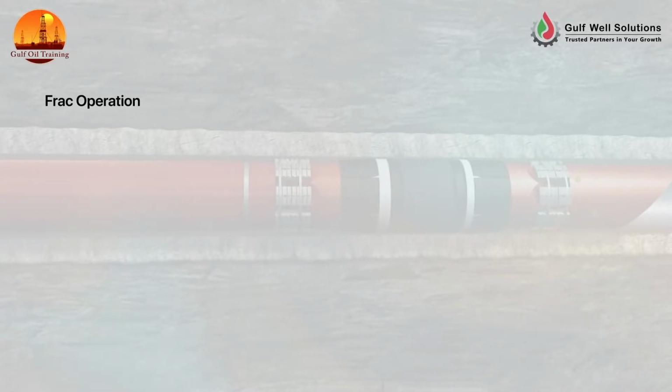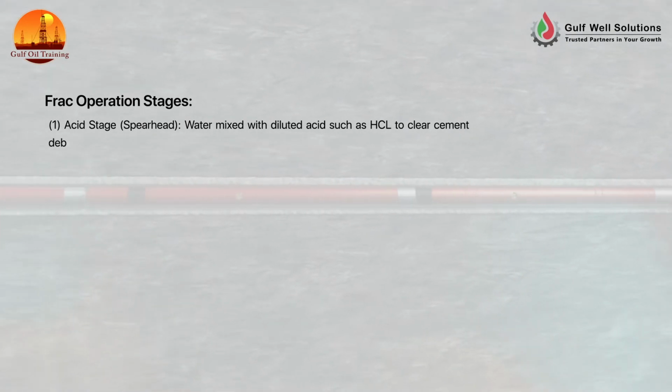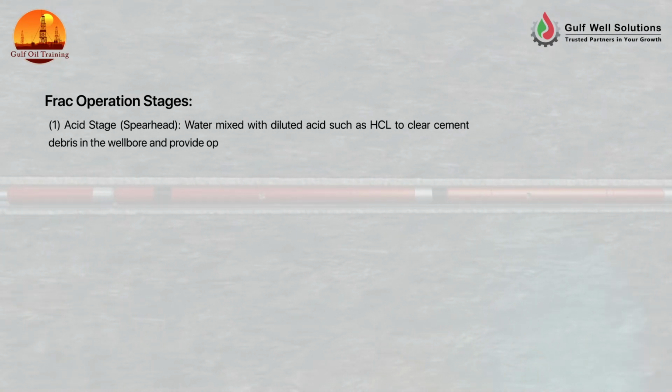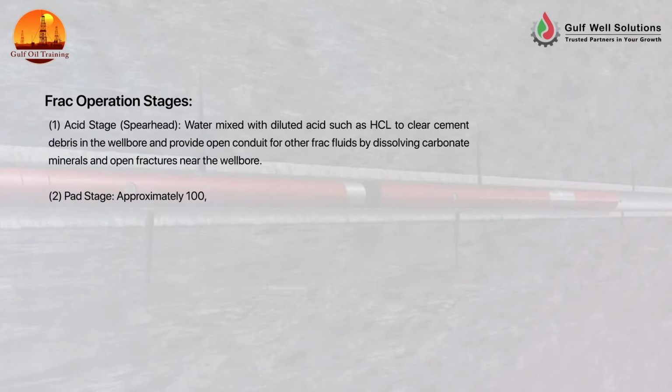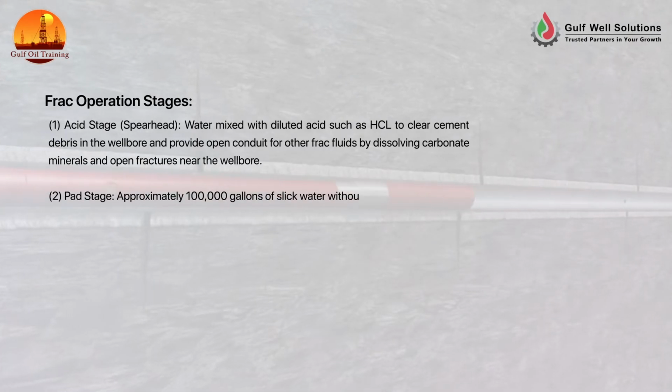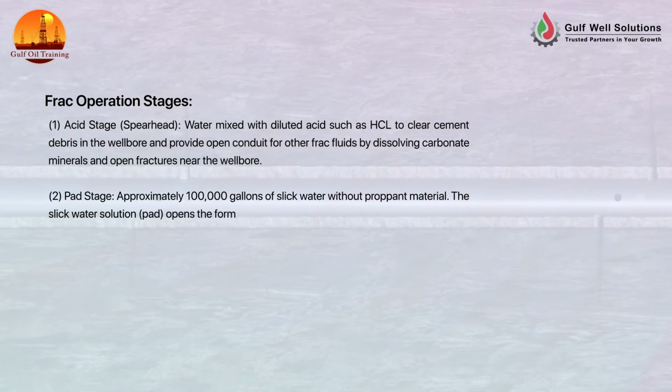Frac operation stages: 1. Acid stage, spearhead, water mixed with diluted acid such as HCl to clear cement debris in the wellbore and provide an open conduit for other frac fluids by dissolving carbonate minerals and opening fractures near the wellbore. 2. Pad stage, approximately 100,000 gallons of slick water without proppant material. The slick water solution, the pad, opens the formation and helps to facilitate the flow and placement of proppant material.